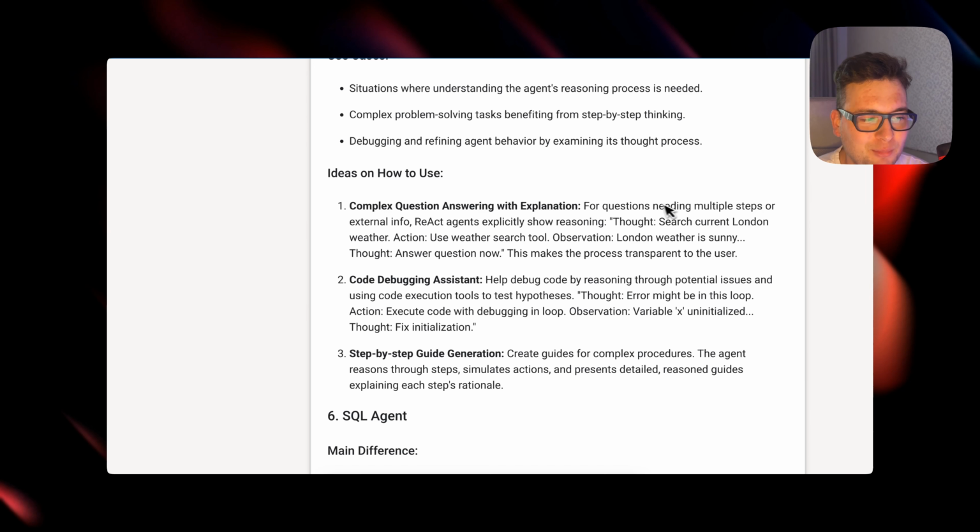And for questions needing multiple steps of external info, React agents explicitly show reasoning. Thought: search current London weather. Action: use weather search tool. Observation: London weather is sunny. Thought: answer question now. This makes the process transparent to the user.